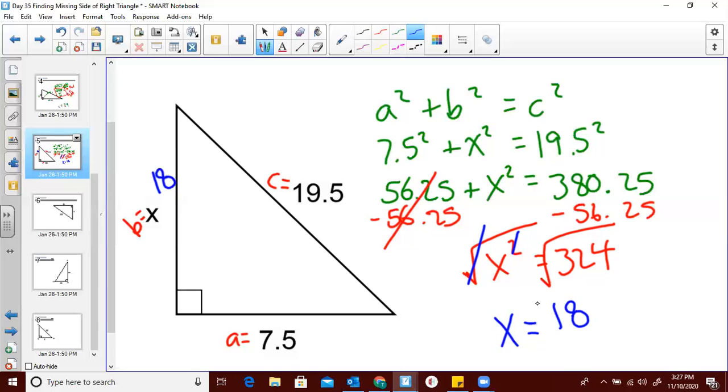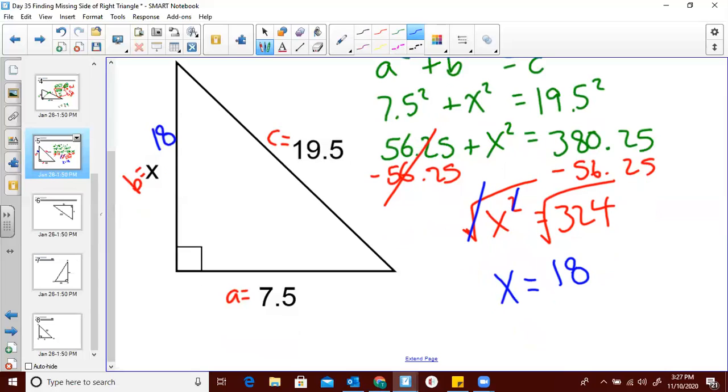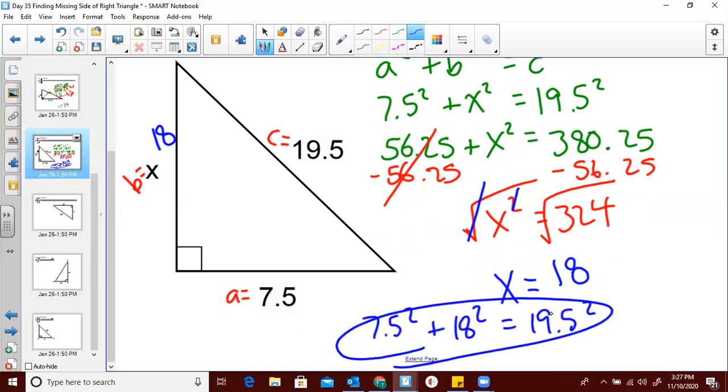All right, and again, you could check this. I encourage you actually to check this. So let's say if we had a, it would be 7.5 squared plus 18 squared equals 19.5 squared. Right, so you can check this. All right, I'm telling you that it's right, so you don't have to check it, but I encourage you to check your own work.